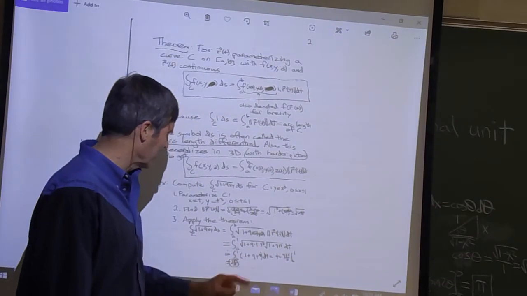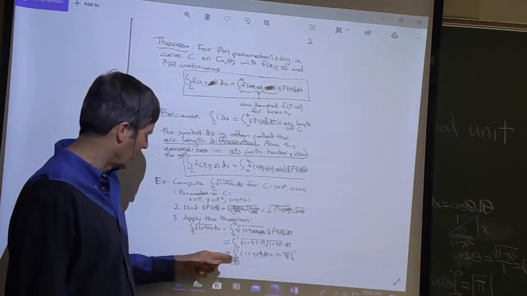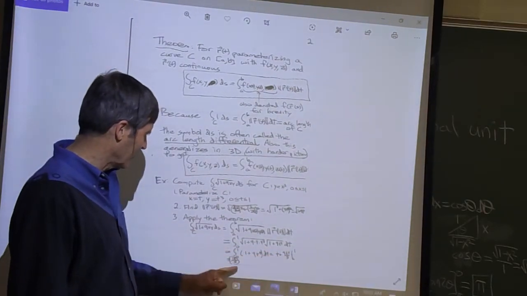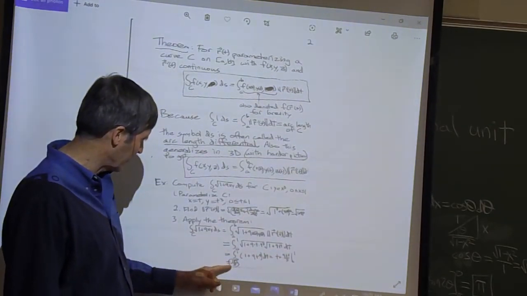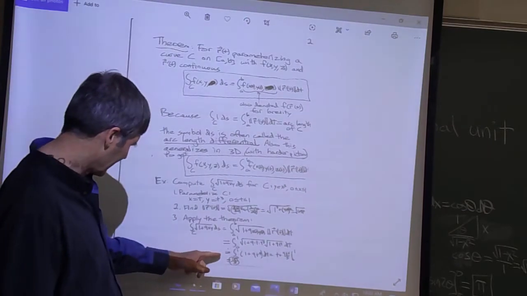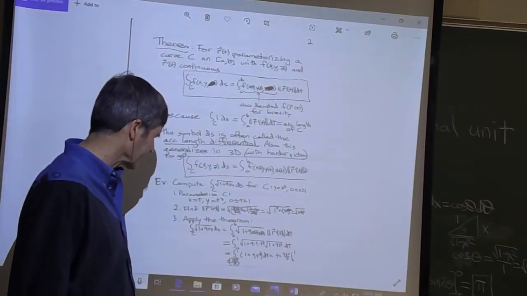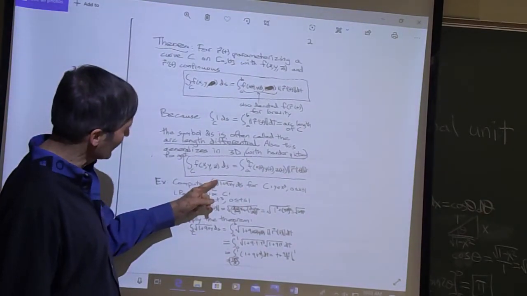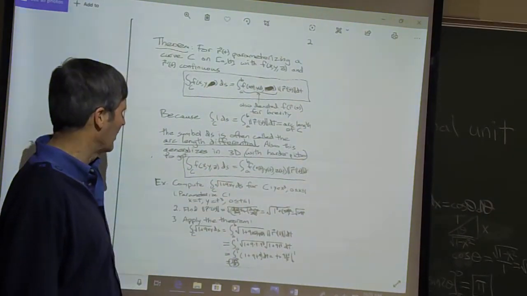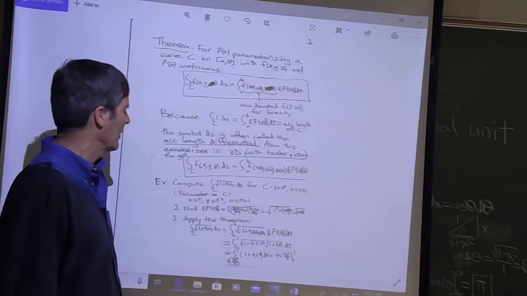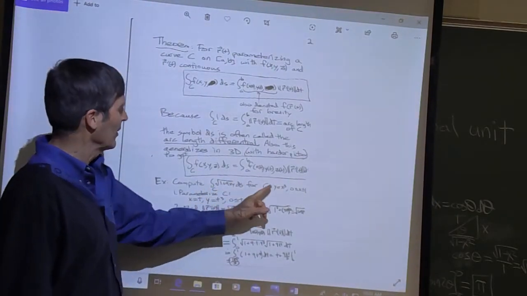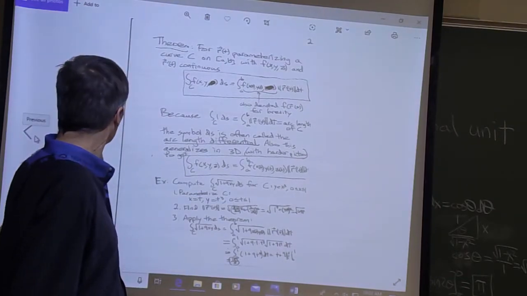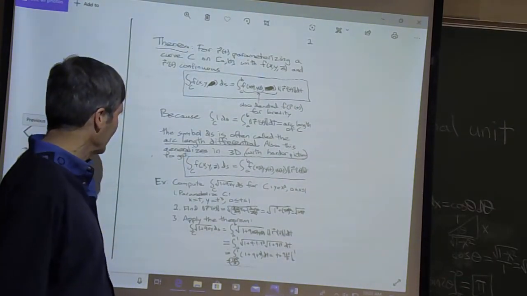We have to integrate 1 plus 9t to the 4th from 0 to 1. That's easy, right? It's just integrating a polynomial and we get 14 fifths. That comes out to be the area of the curtain, if you like, below the surface, the square root of 1 plus 9xy, over the curve y equals x cubed. So there's an example of actually computing it.